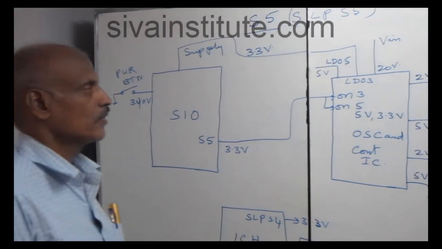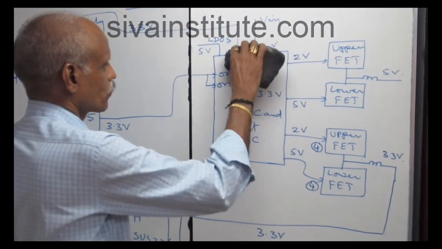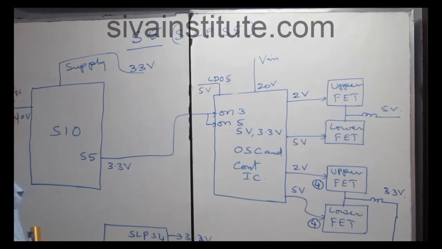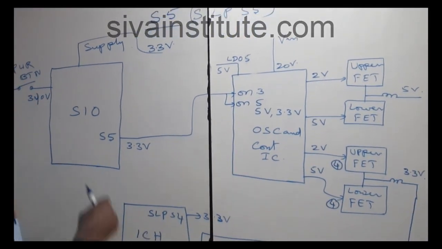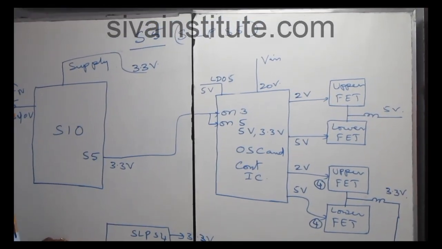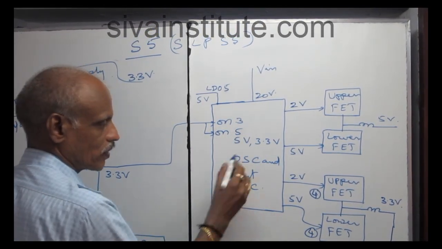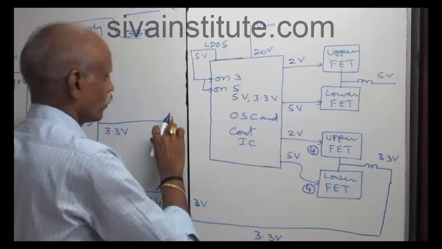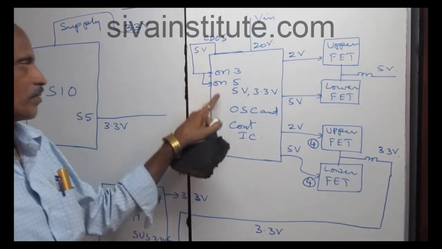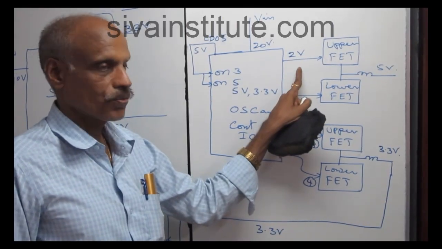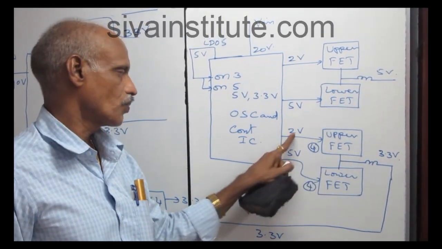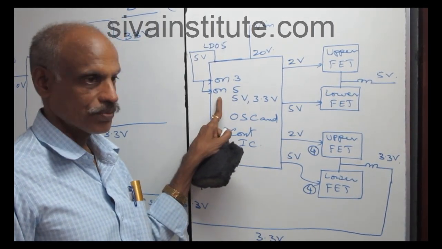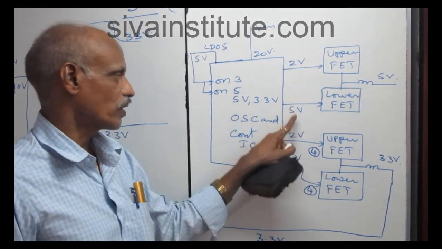In the latest models, there is no LDO 3.3 volts from this IC. Only LDO 5 volts will release from this IC. So this IC wants 3.3 volts only, but here only 5 volts is released by this SIO chip. That voltage goes to this one, ON5 and ON3. When this voltage comes to these pins, this IC releases 2 volts and 5 volts to the upper FET and lower FET. When you give 3 volts on ON3, this voltage will release. When you give this 5 volts on ON5, this voltage will release.